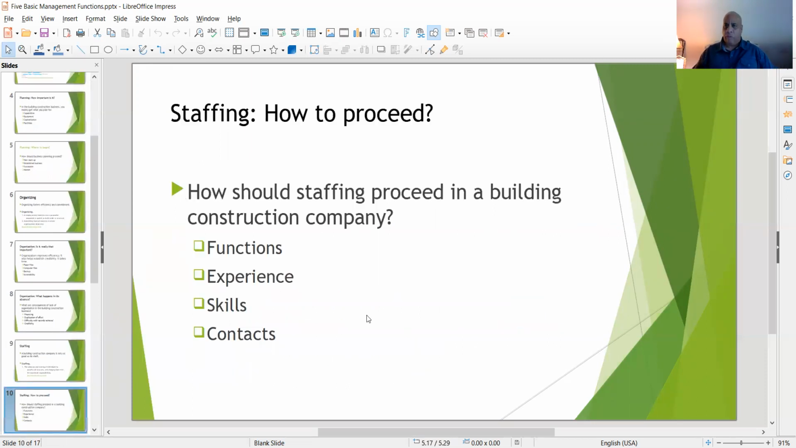So one thing that you must understand when you are looking at staffing, you must select the individuals who are right for the job, or who have the associated responsibilities that you're looking for, specific job functions. Now, when it comes to staffing, every building construction company should ask this: what kinds of functions are you looking for when it comes to staffing? What about the experience, job skills, contacts?